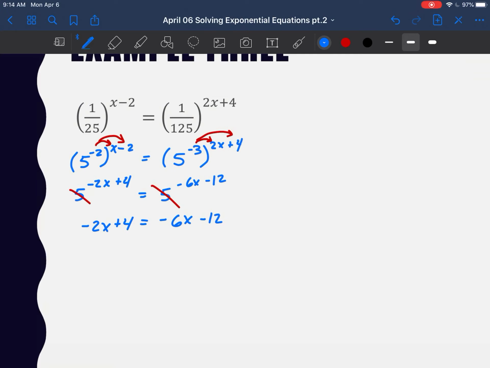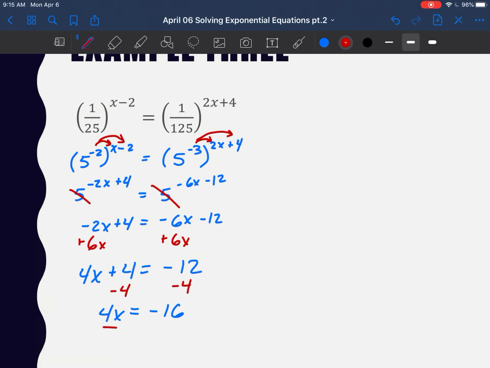Then solve this like your usual equation. So x is on the left side, so I'll add 6x, add 6x. You get 4x plus 4 is equal to negative 12. Then minus a 4 on both sides. You get 4x is equal to negative 16. And then finally divide both sides by 4. And this one actually comes out to a whole number. So x is equal to negative 4.